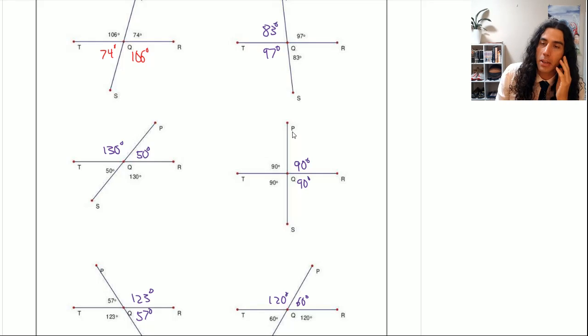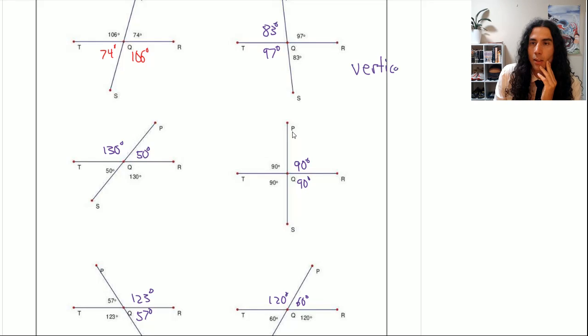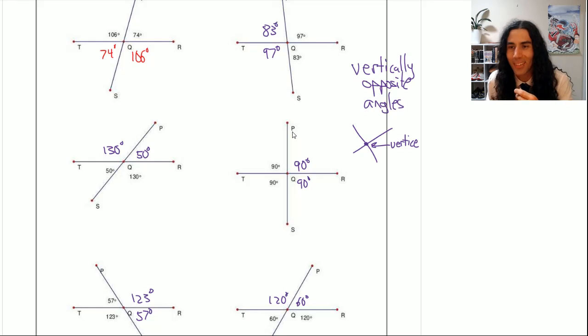And we should remember the name though. Good to write the name on the side so you don't forget. Vertically opposite angles. Why do we say vertically opposite angles? Because it comes from the word vertice. If you've got 2 lines that cross, that little point there is called a vertice. It's a fancy word for a corner. So that's vertice there. That's why vertically.